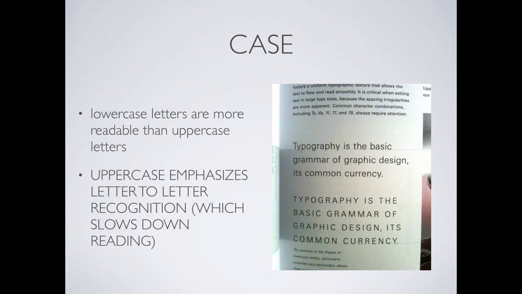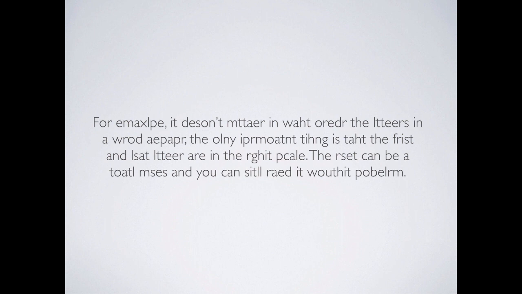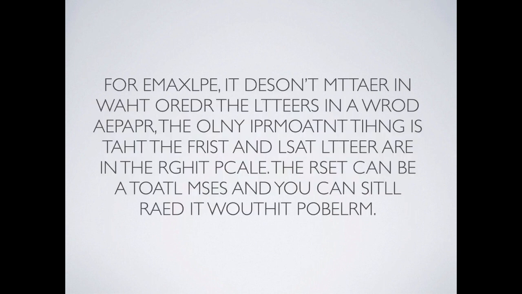So let's try an experiment. Okay? For example, it doesn't matter in what order the letters in the word appear. The only important thing is that the first and last letter are in the right place. Pretty fun, huh? Because our brains are trained to recognize words, and there's a certain order to words, and generally we read the first and the last letter. So this is relatively easy to read. It might start off a little bit hard, but then you get into the flow of it, and it's pretty easy to read.